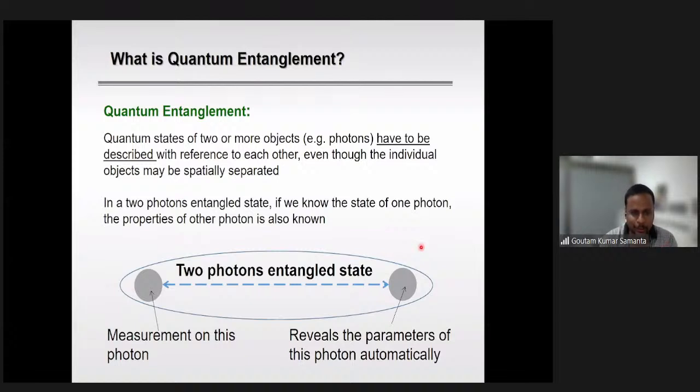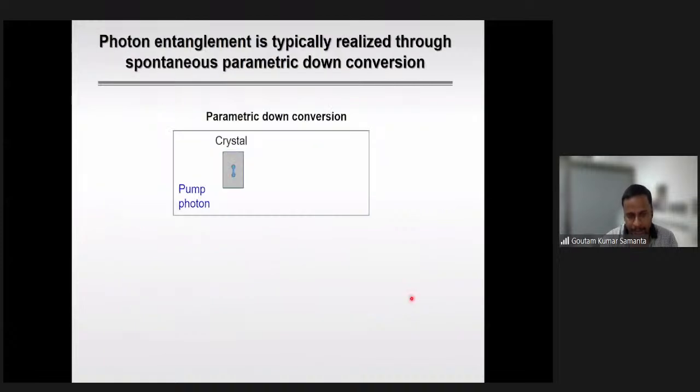So just to put things in the right perspective, basically the quantum states of two or more objects have to be described with reference to each other, even though the individual objects may be spatially separated. In that case, the measurement on one will reveal the parameters of the others. So that is the interesting property of this entangled state. And how we realize that is very important.